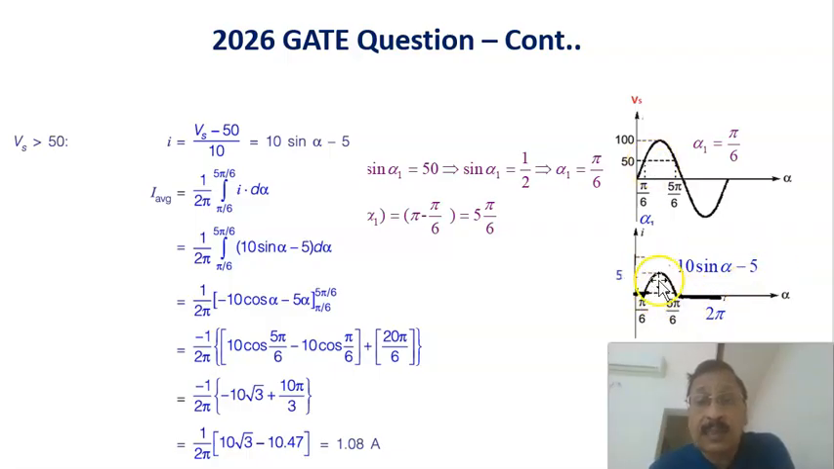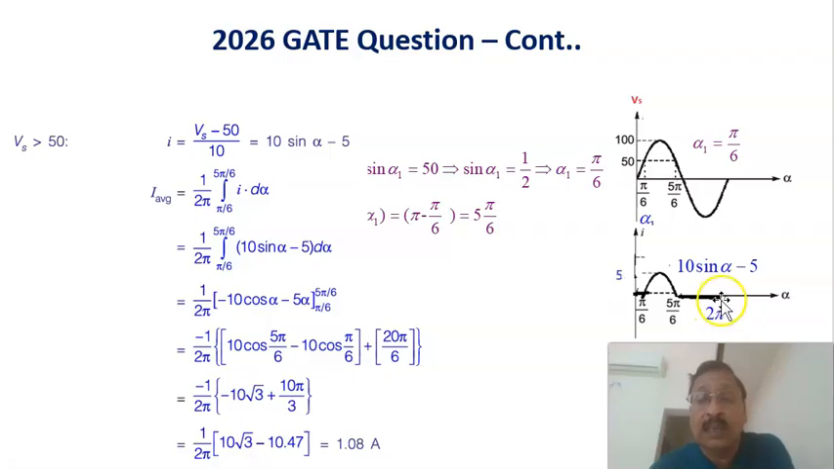Until pi by 6, the current is 0. From pi by 6 to 5 pi by 6, the current equation is 10 sine alpha minus 5. From 5 pi by 6, again it is equal to 0. The question asks us to find the average value of this current. Now, to find the average value of the current flowing through the diode, it has to be calculated and spread over 0 to 2 pi.